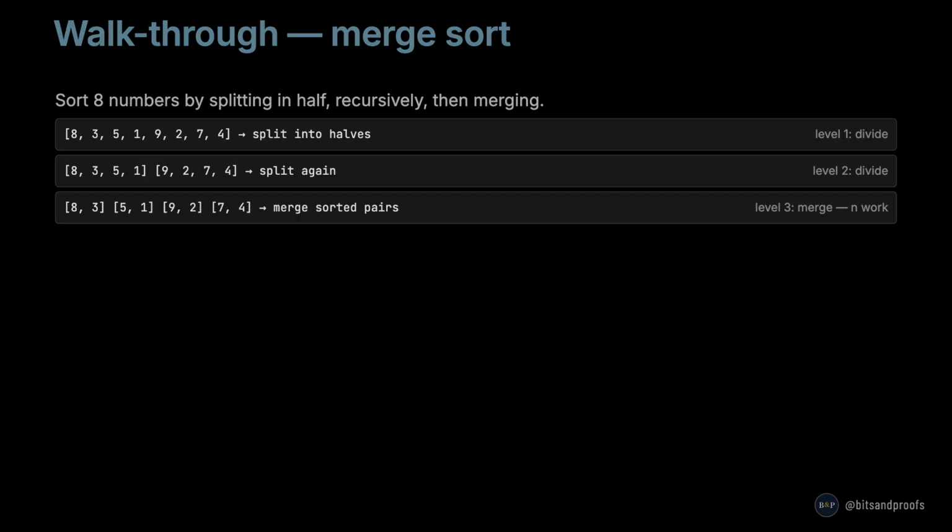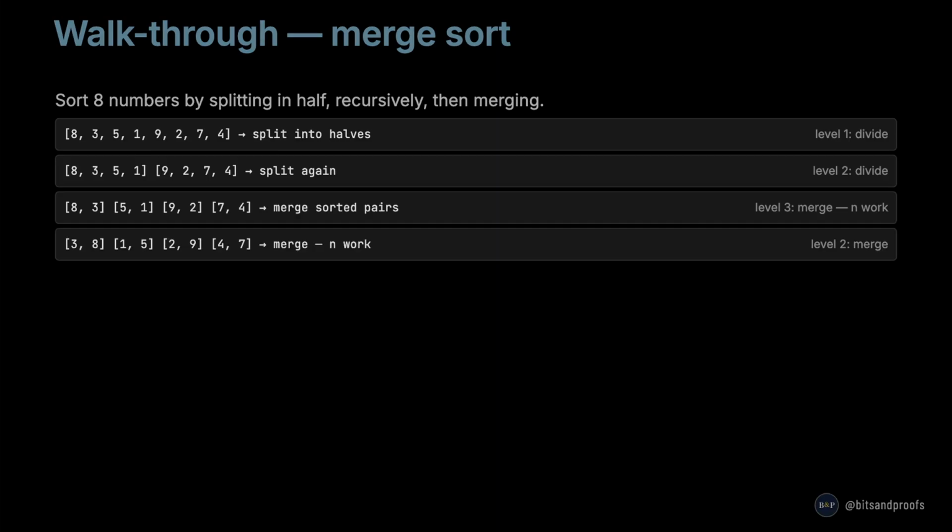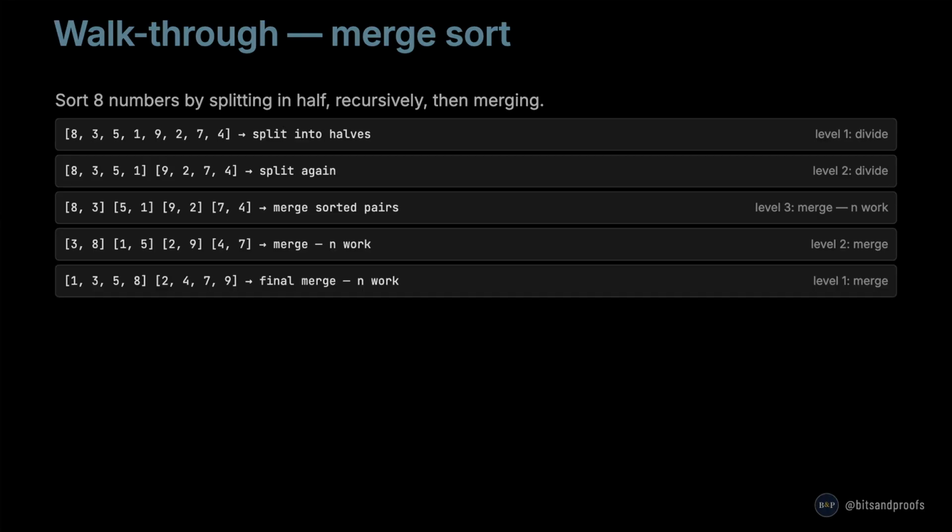Now the merge phase begins. Start with the pairs of 2. Merge each pair into a sorted group of 4. Each merge does some constant work per element. Across all the merges at this level, we touch n elements total. That's n work at this level. Merge again. Now we have sorted groups of 4 becoming sorted groups of 8. Again, n work across all the merges at this level. Final merge, the 2 sorted halves combine into one sorted array of 8. Another pass of n work.